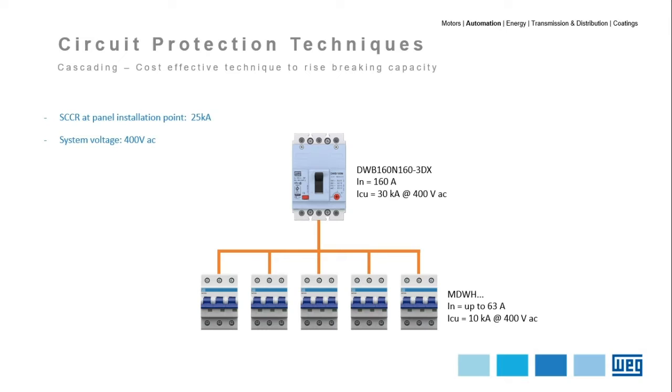Looking at the system requirements, it is stated that the short circuit levels at the installation point may reach 25 kiloamps. In this case, if no cascading is applied, the miniature breaker shall not be part of this panel, as its interrupting capacity is lower than the informed SCCR.